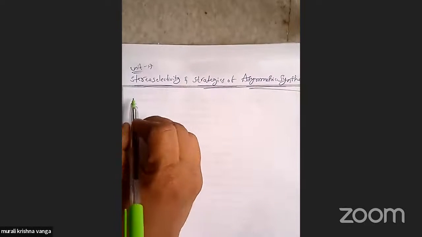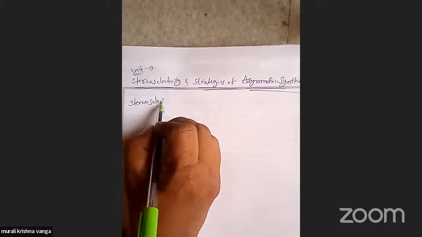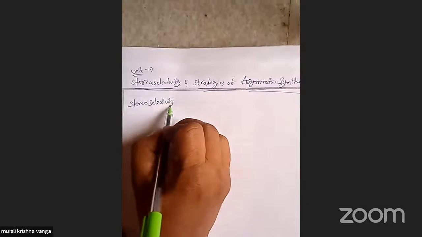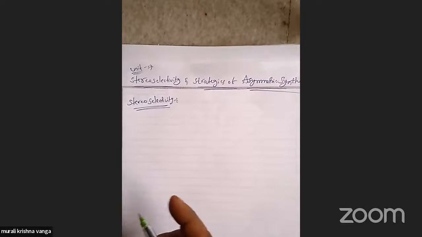First is stereoselectivity. In a chemical reaction, if an unequal amount of stereoisomers of the product is formed, then that is called stereoselectivity. We are discussing this already.